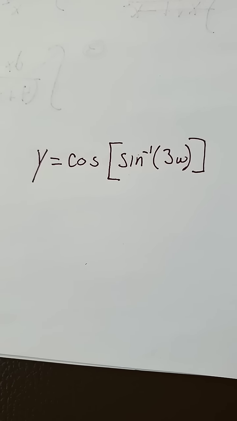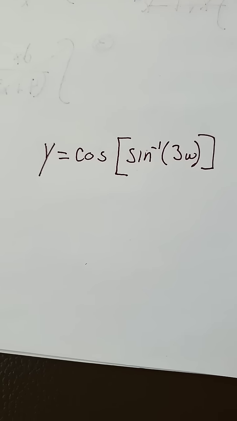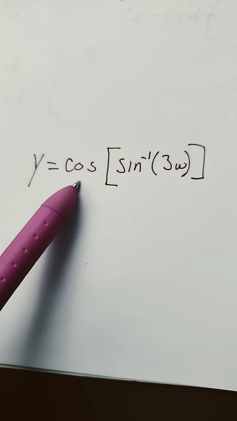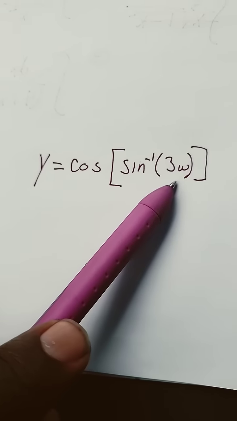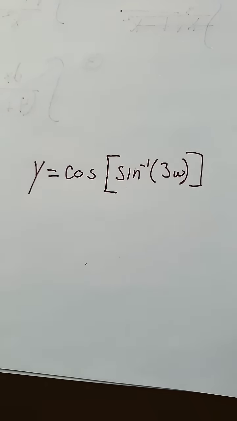All right, so for today's problem, we're going to look at differentiating the function y equals cosine of inverse sine of 3w. Now here we have a composition of functions which is triply nested. We've got a function inside a function inside a function. Now let's set this up.